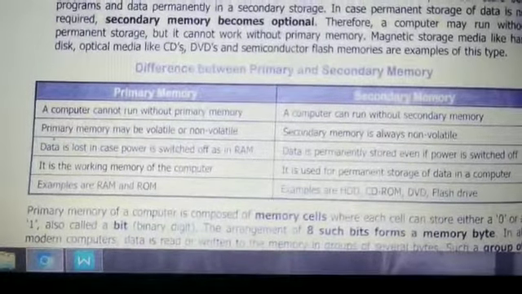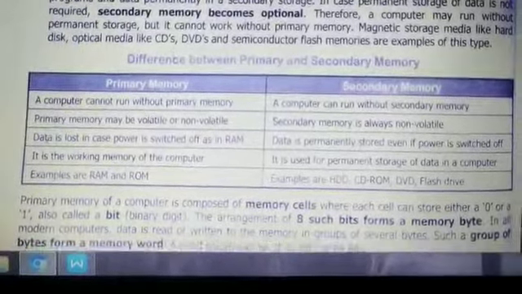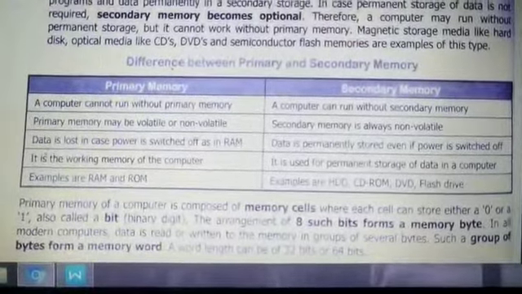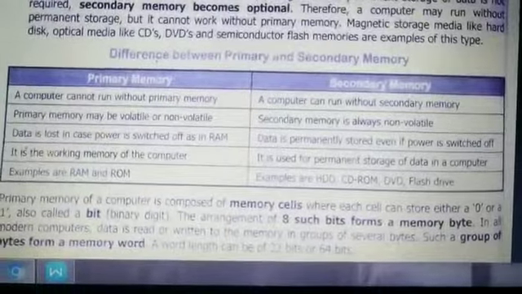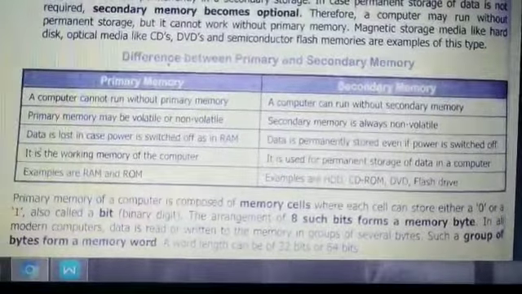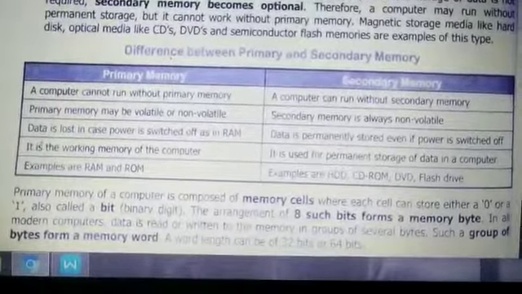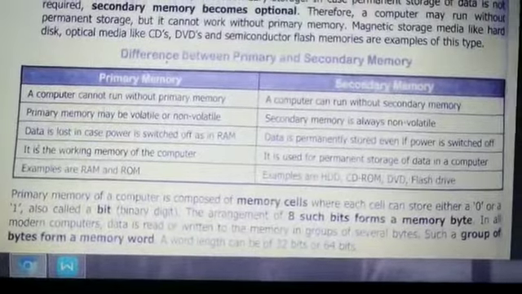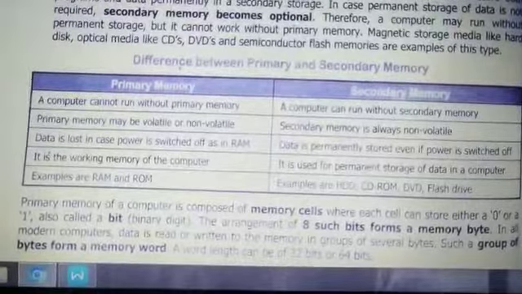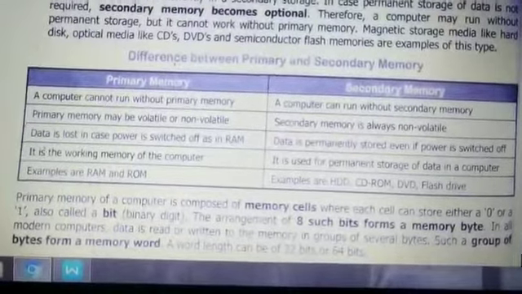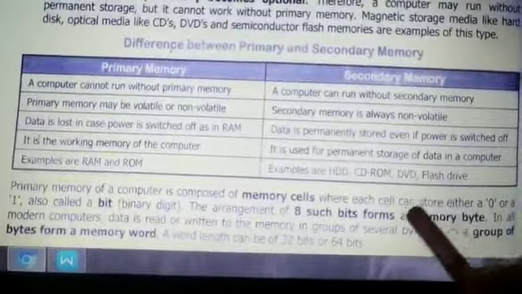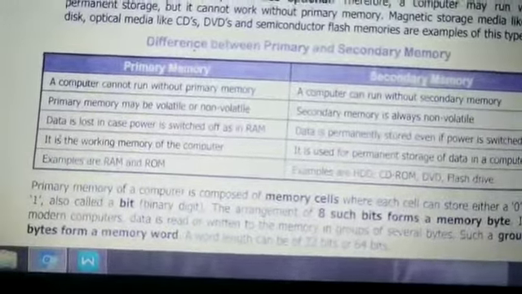We need to know a few terms about memory. Primary memory is composed of memory cells, where each cell can store a single bit of information, either 0 or 1. That's why it is called a bit. Bit means binary digit. If you arrange 8 bits of information, it will form a memory byte of information.